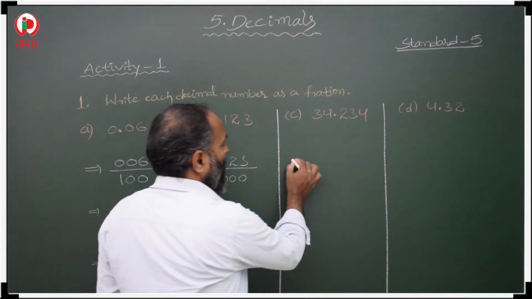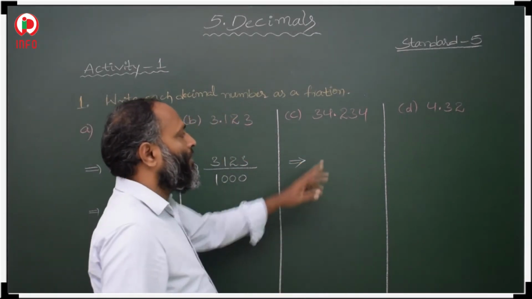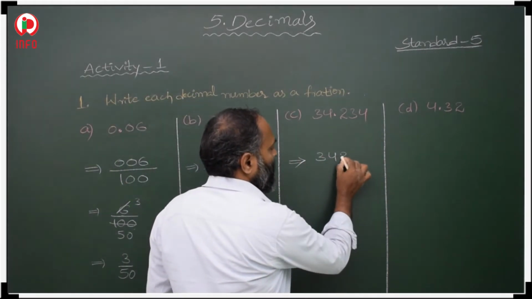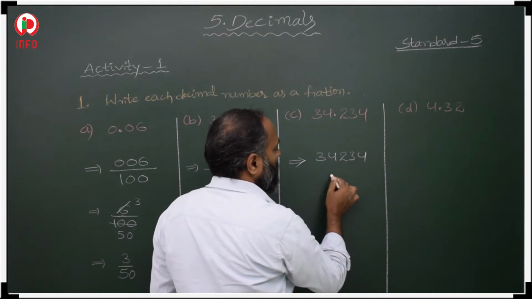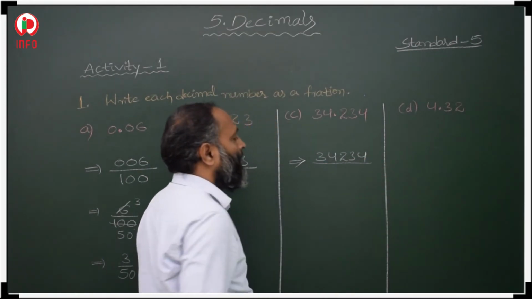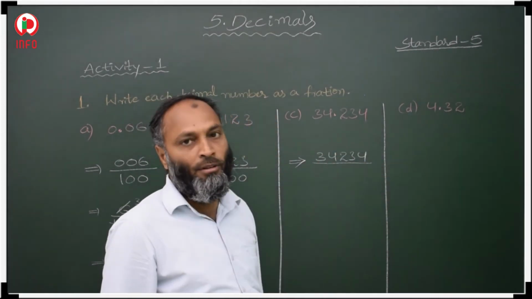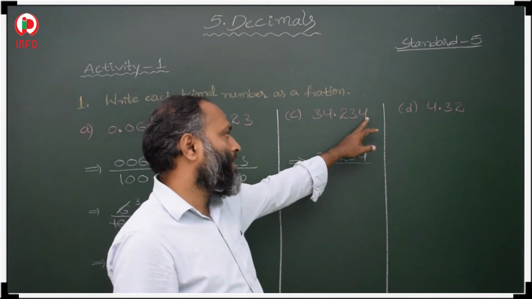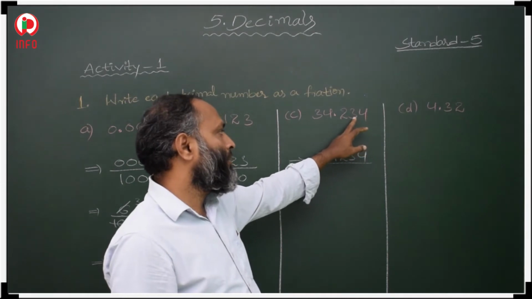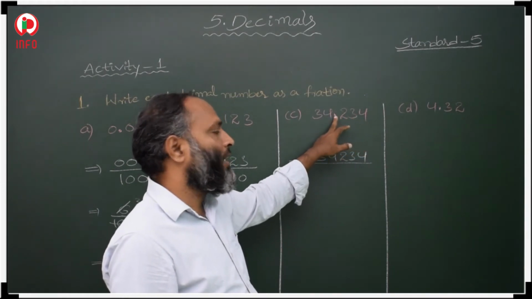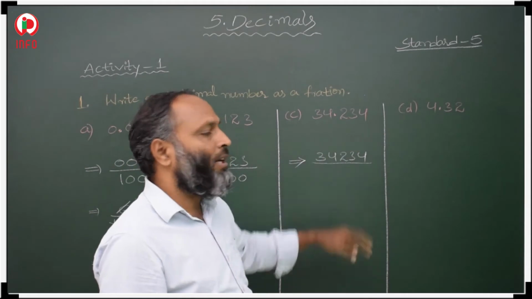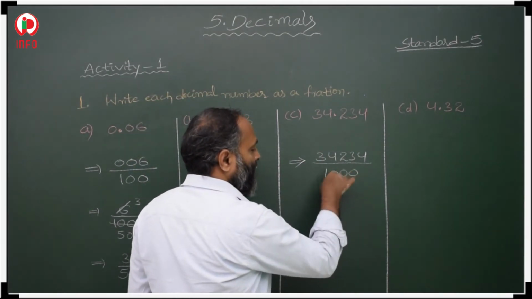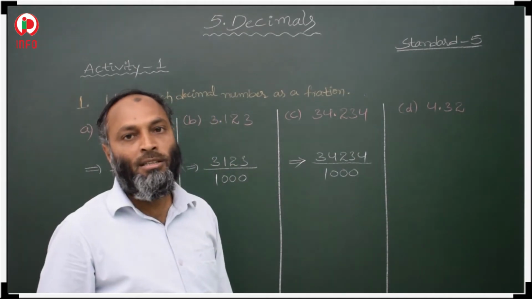Next, here, we write the number without the decimal: 34,234. Then after the decimal, how many digits were there? 1, 2, 3. After 3 digits we have a decimal, which means we take 3 zeros: 1, 2, 3. Then 1 is common, that is 1000.